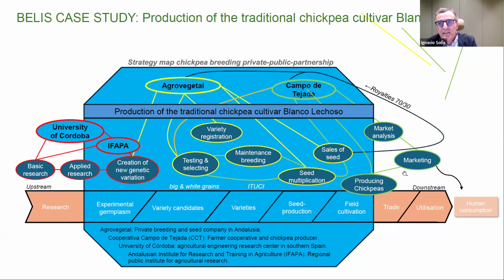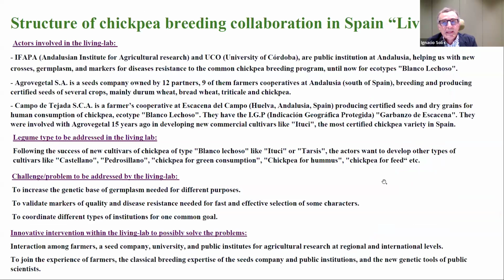This is one of the case studies in BELIS. And also, we have a living lab, one of the 4 living labs, where we want to increase the genetic base of germplasm needed for different purposes, to validate markers of quality and disease resistance needed for fast and effective selection of some characters, and to coordinate the different types of stakeholders for one common goal.